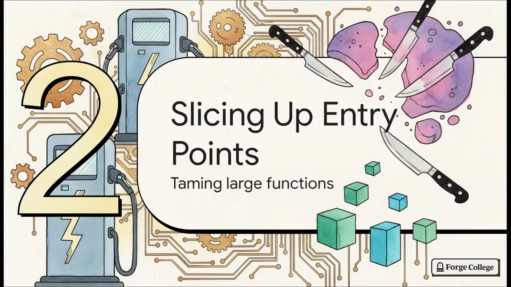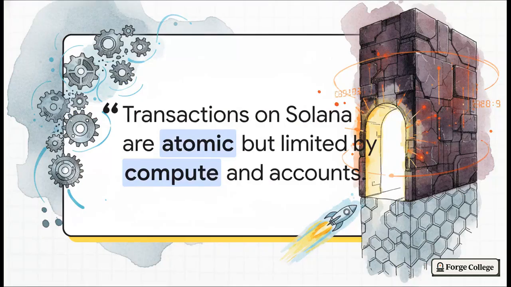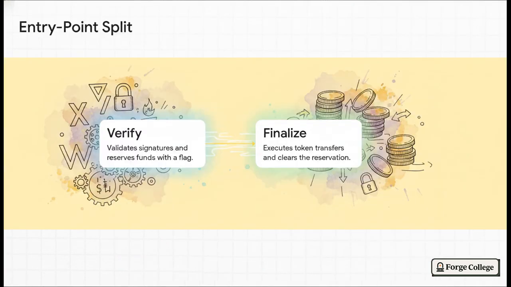Moving right along to Phase 2, slicing up entry points. It's time to tame those monolithic functions. Now that we've got our data organized, we really need to address those massive EVM functions you've got. There is a fundamental, unbreakable rule on the SVM. Transactions on Solana are atomic, yes, but they are strictly limited by compute budgets and the sheer number of accounts referenced. Because Solana forces these strict limits to maintain its sub-second speed, heavy, do-it-all functions simply will not fit into a single operation. If you try to port them directly over as is, you are going to hit a brick wall. So the solution? You split the function.